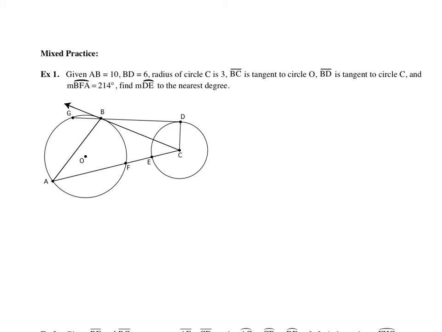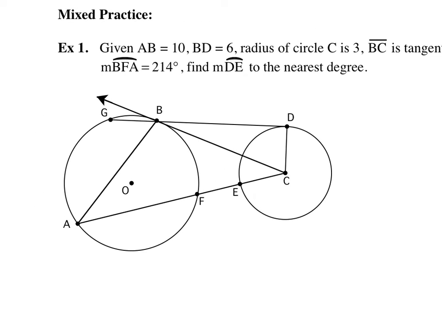The first thing I need to do when doing these mixed problems is make sure everything's labeled clearly. So that's what I'm going to do first. Okay, so we know that AB is 10. We know that BD is 6, and the radius of circle C is 3.